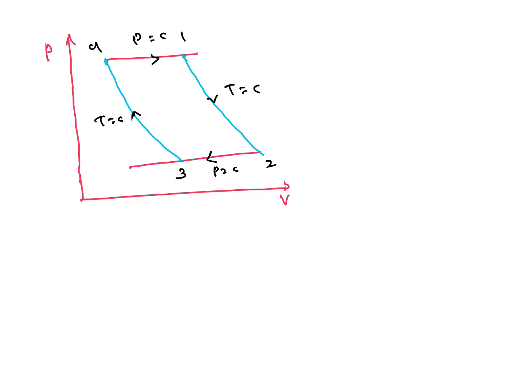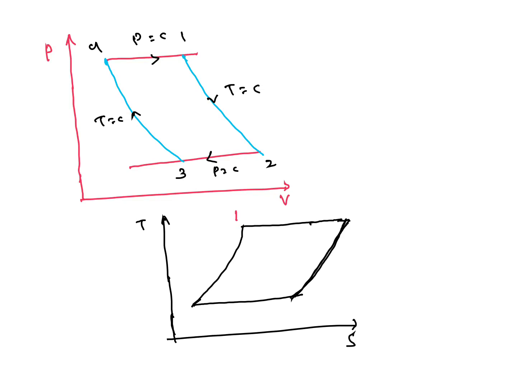For TS diagram, one to 2 isothermal process, 2 to 3 constant pressure process, 3 to 4 isothermal, 4 to 1 constant pressure process.